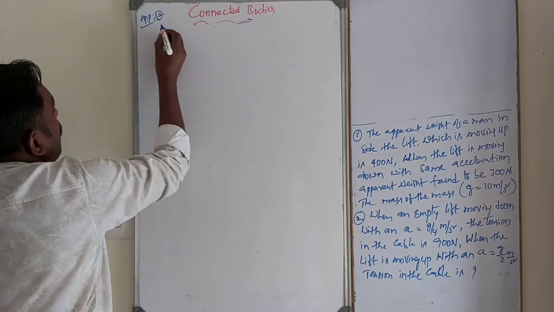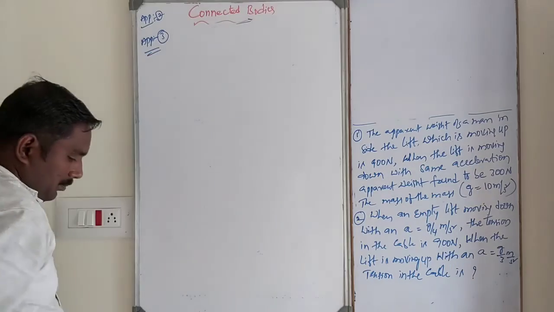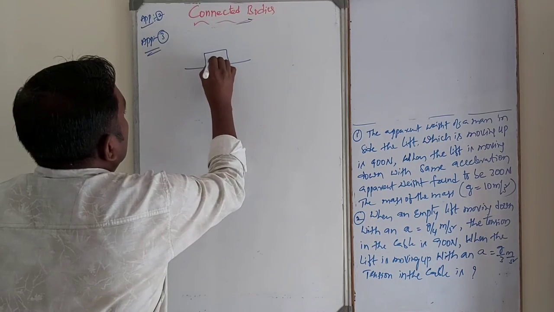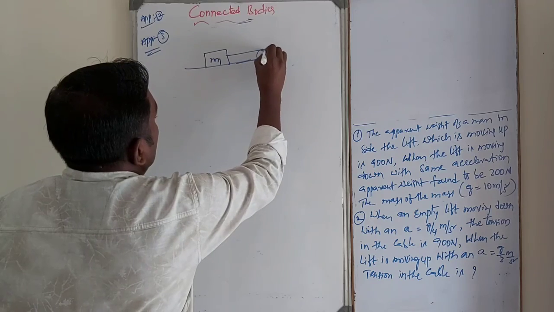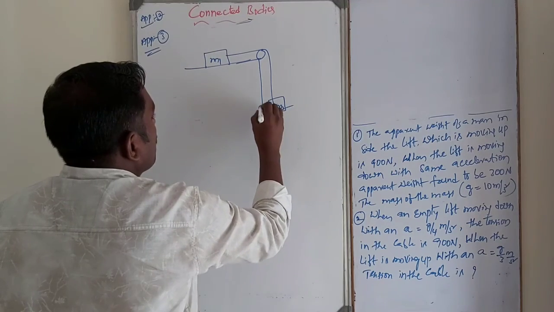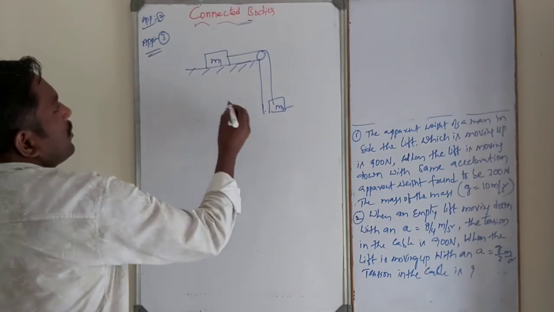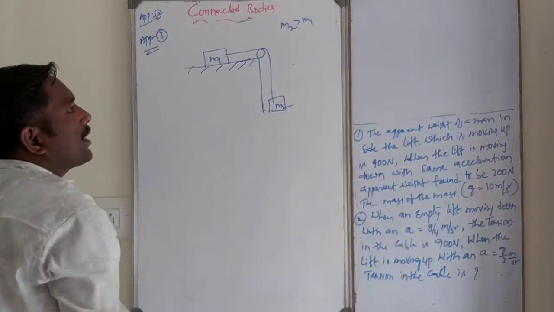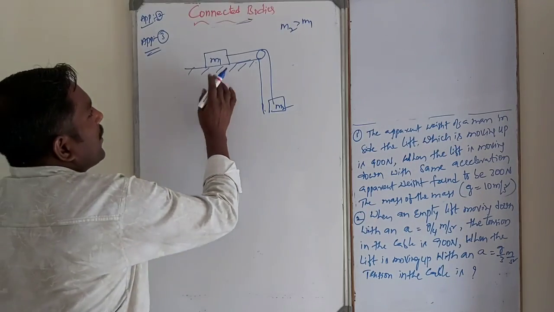So the next one is one more model. Like this is mass M1, and this is a pulley of mass M2. In this case M2 is greater than M1. In this case it is a frictionless surface. Just assume here it is a frictionless surface.